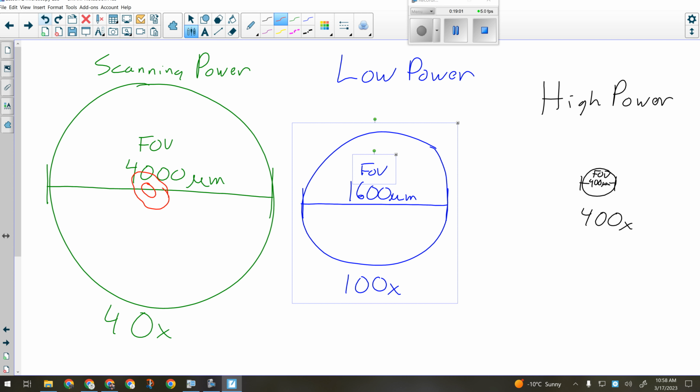This is called the stage. I'm never going to ask you to label a diagram of a microscope, by the way, okay? This is the stage. So I'm going to move the slide around with my fingers until I get that thing in the middle. That sucks. Hopefully you can use one of the old microscopes.